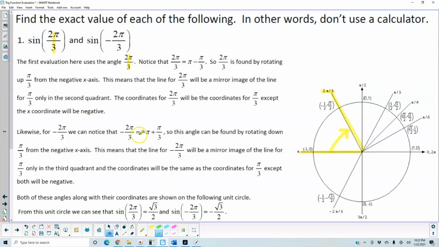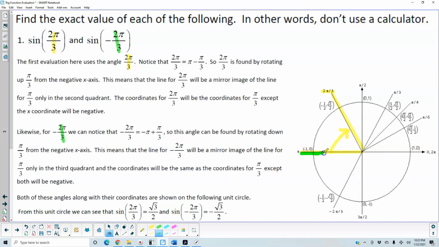Now, similarly, if we take a look at negative 2 pi over 3, we can notice that negative 2 pi over 3 is equal to negative pi plus pi over 3. So this angle can be found by rotating down pi over 3 from the negative x-axis. This means that the line for negative 2 pi over 3 will mirror the image of the line for pi over 3, only in the third quadrant, and the coordinates will be the same as the coordinates for pi over 3, except both will be negative.